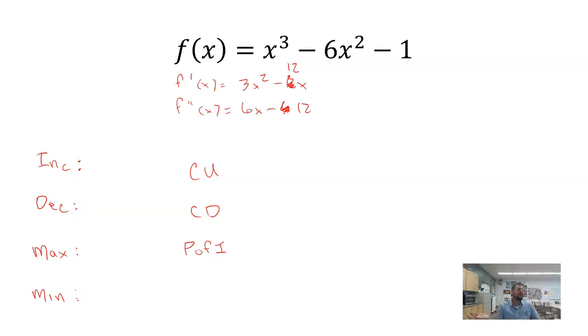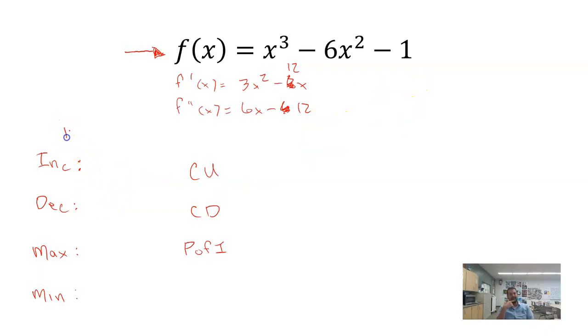And the reason why we want to know where all of those things happen is that everything we find using the first and second derivative tells us a little bit more about what the original function looks like. In fact, if we put all this information together and sketch the original function based on all of these things being true, you'll get a very accurate representation of what the original function looks like. So let's go through all of these things.